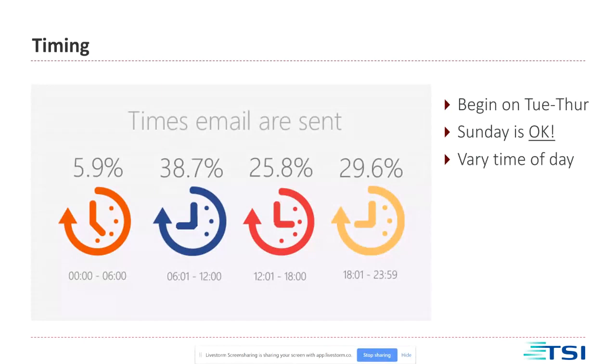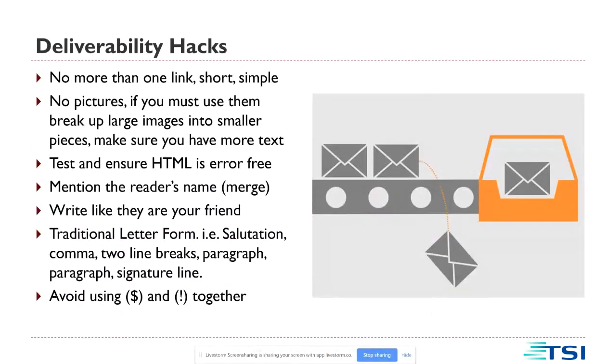A couple of other deliverability hacks. You want to make sure that your email includes only one link. Keep it short, keep it simple, no pictures. If you have to use pictures, break up larger images into smaller pieces, or make sure that you have more text. You don't want to have a ton of images and a smaller percentage comparatively of text. Also, if you're going to use HTML, check it, test it. There's a bunch of online tools that allow you to test your HTML to make sure it's error-free. Why? Because messages with errored HTML don't get delivered. They sometimes get quarantined or deleted without even sending to the recipient.